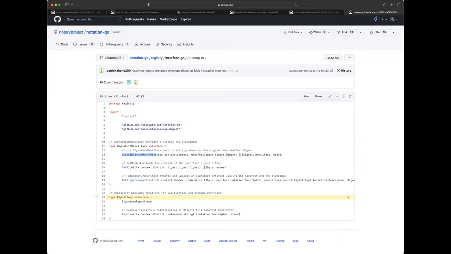So in Golang, the implementations can be arbitrary, as long as you're providing a struct with the needed methods like get blob, list signature manifest, and resolve. We are asking for the repository interface, right? In verify, so correct, all the methods need to be implemented. Yeah, correct. So that's what I'm trying to ask from an interface standpoint. We're asking somebody to implement a repository interface, but indirectly we're also asking them to implement a no-op put signature manifest, which should be there or shouldn't be there.